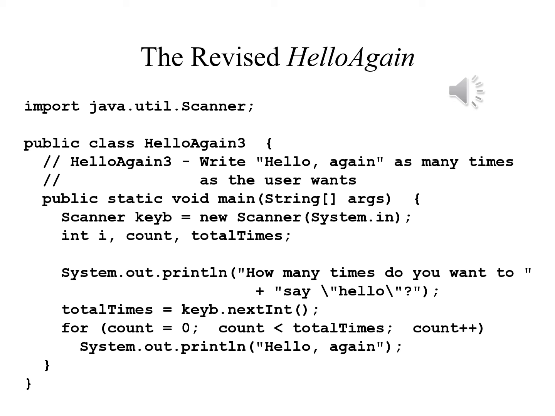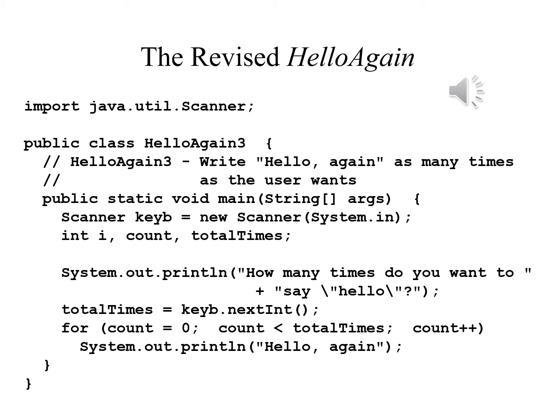We set up the scanner. Scanner keyboard equals new Scanner System.in. And for the variables, int i, count, totalTimes. Now to prompt the user, we'll write System.out.println, "How many times do you want to say \"hello\"?" with a question mark and a quotation mark.